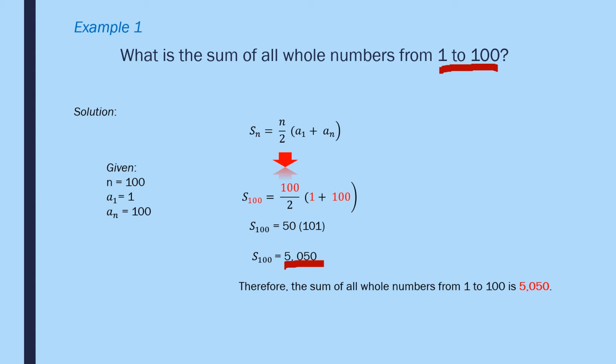5050. Very easy, right? So, actually, you can find out the sum of the numbers from 1 to 1000 or 1 to 1 million. Okay, that is easy. Thank you to Carl Friedrich Gauss. Credit to him. Let's proceed now to another example.